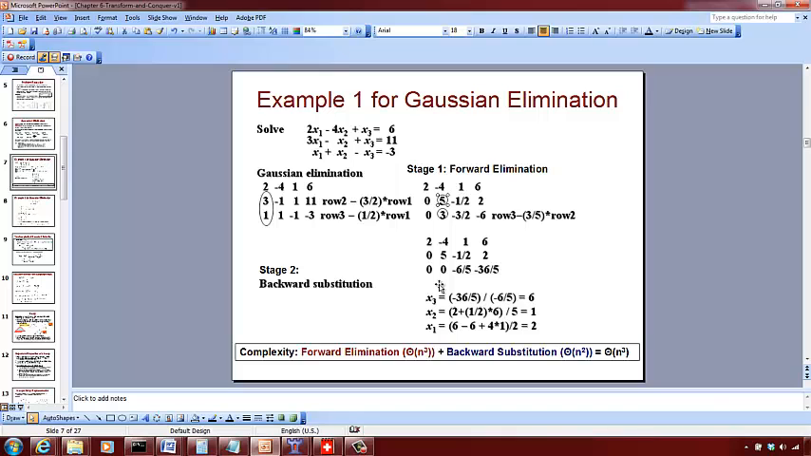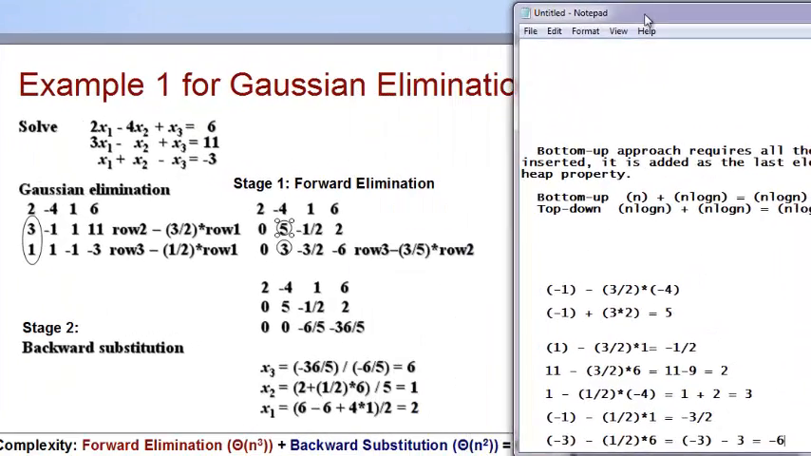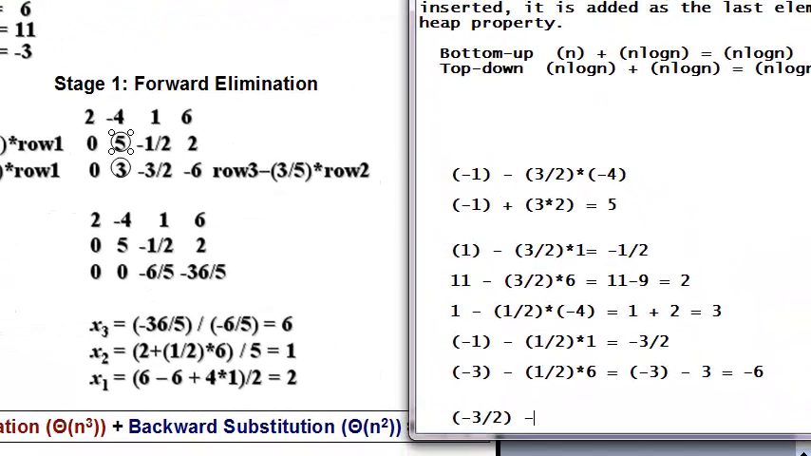So the transformation is row 3 equals row 3 minus the coefficient here, which is 3 over 5 times row 2. The first row remains as it is, the second row also remains as it is now. It's only the third row that is changing. So this is 3 minus 3 over 5 times 5, so that's going to be 3 minus 3, which is 0. Then negative 3 over 2 minus 3 over 5 times negative half.